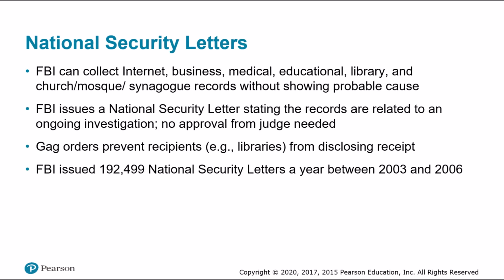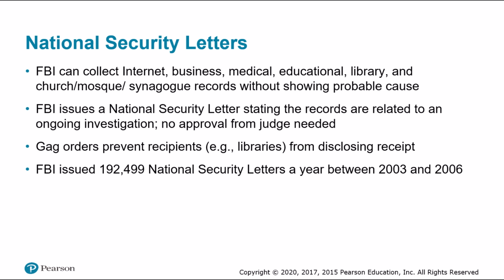The Patriot Act expanded the use of national security letters, making it easier for the FBI to collect internet, business, medical, educational, library, and church or mosque or synagogue records. So to obtain a search warrant authorizing the collection of records about an individual, the FBI merely needs to issue a national security letter stating that the records are related to an ongoing investigation.